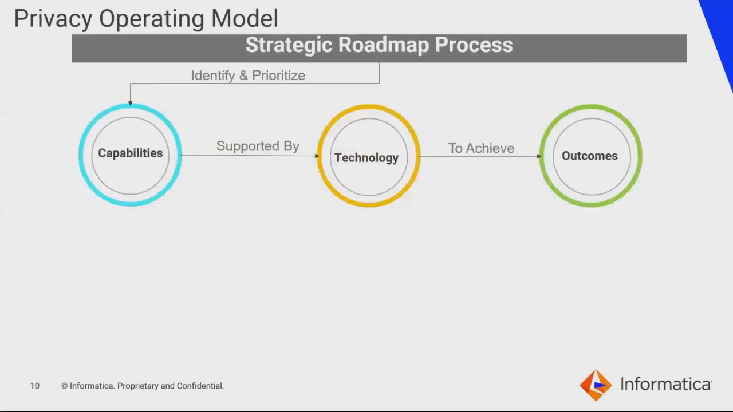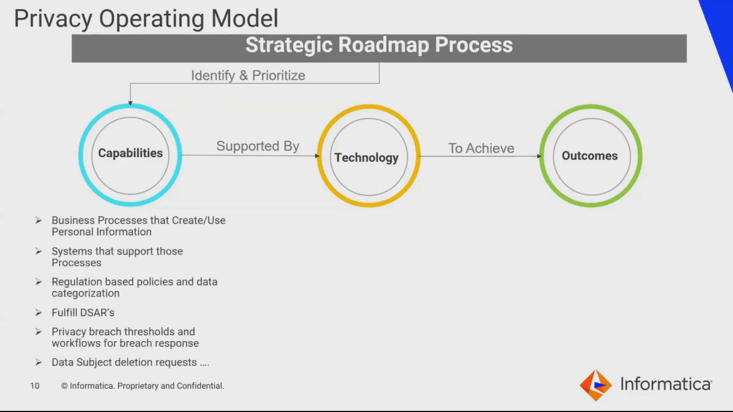So now we're getting into how to make it happen. And so the overall roadmap process is pretty simple, straightforward, is looking at identifying, prioritizing the core capabilities you want to support them with the appropriate technology to achieve the business outcomes. And so just some quick checkpoints here about what we're looking to manage.